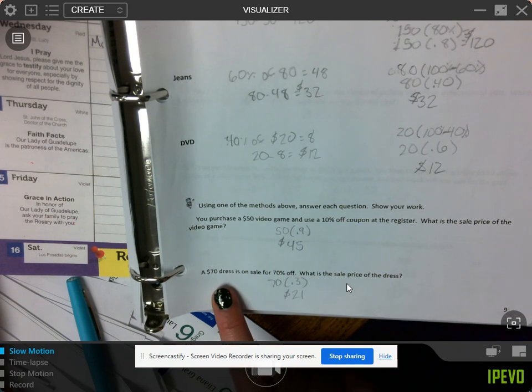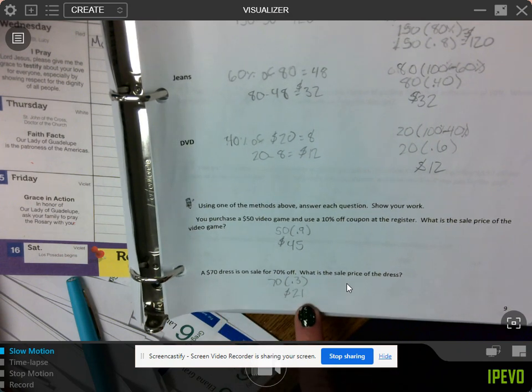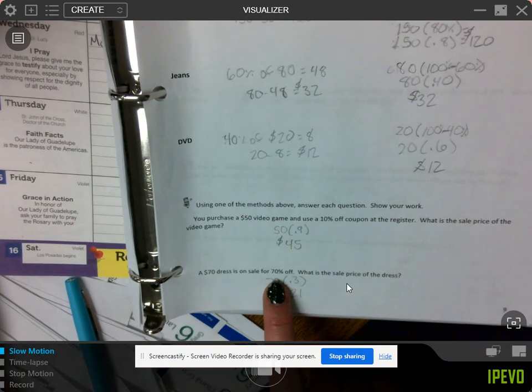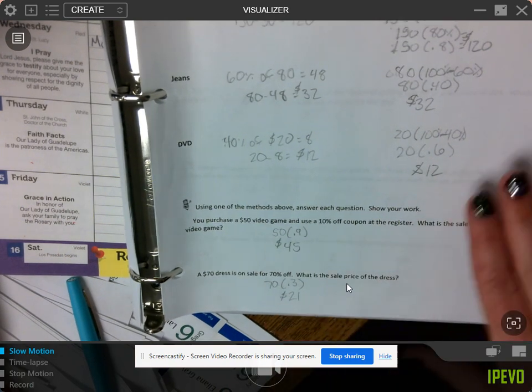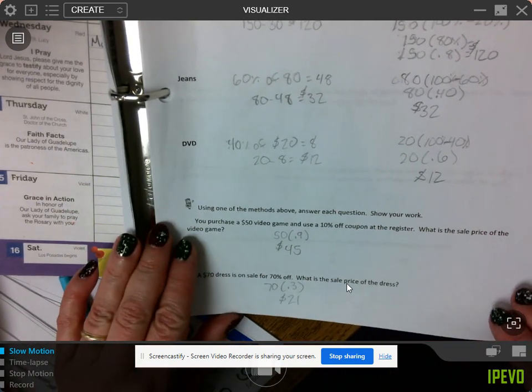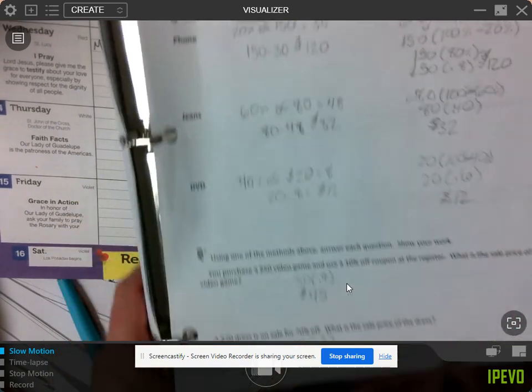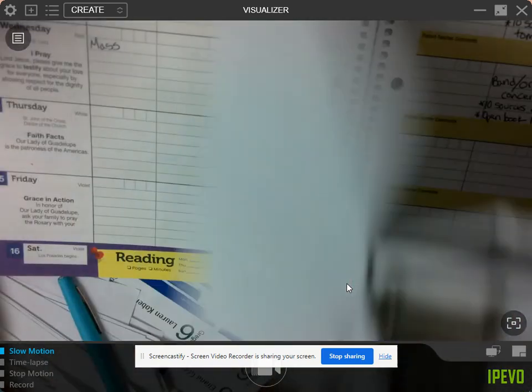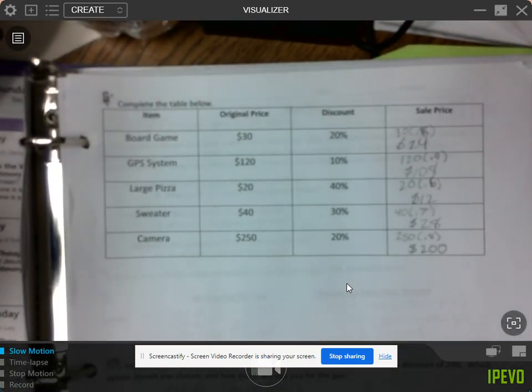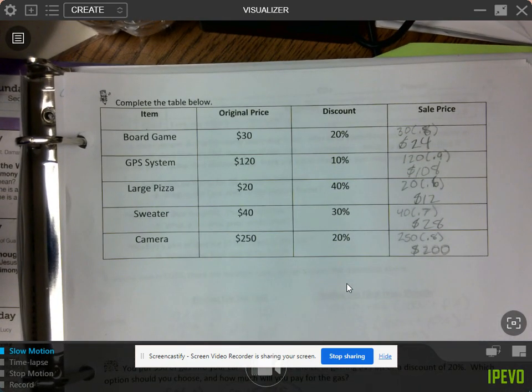The sale price of the $70 dress would have been $21. That is a good sale, 70% off. So it went from $70 down to $21. Let's look at the second page. Look at that table. Remember, there were the two different methods you could have used to solve it.